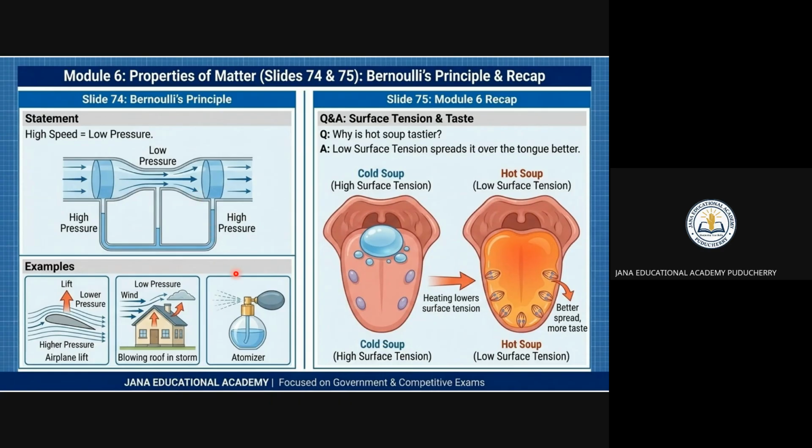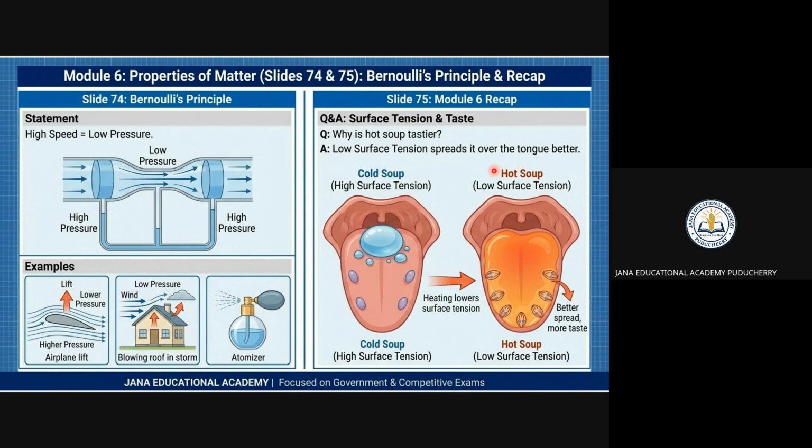In a narrow pipe the pressure goes down. You can see the wind above the roof is formed due to low pressure. It pushes the roof upward, because the high pressure is formed below the roof and low pressure is formed above the roof. Automatically the lift is going to happen, so it throws the roof away. You can see the atomizer as an example.